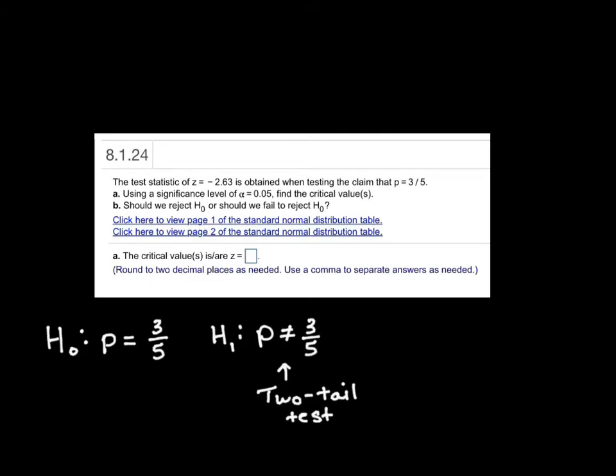And the reason I know that it has to be a two-tail test and that the alternative hypothesis has to be that P is not equal to 3/5 is because when I look at the claim that says that P equals 3/5, there's no indication of greater than or less than. So we always have to go with the two-tail test in those cases.